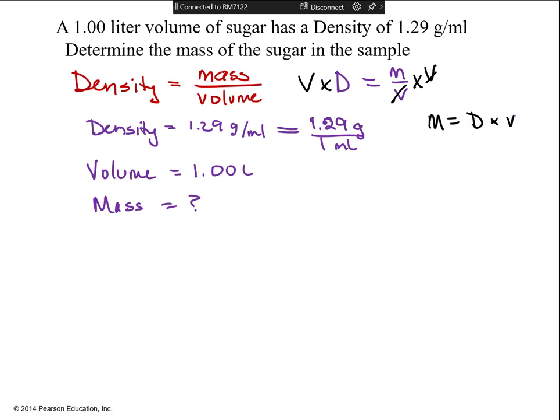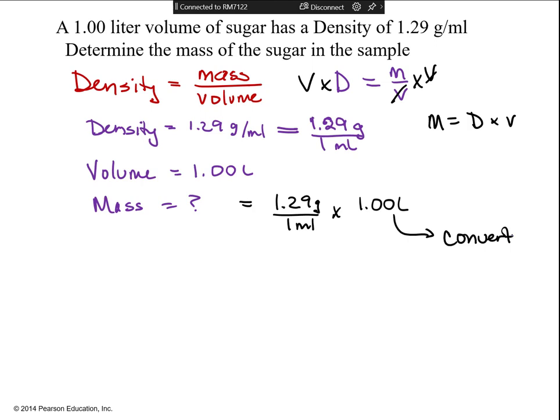So can I use 1.29 grams divided by 1 milliliter, multiply it times 1.00 liters? So density, 1.29 grams over 1 milliliter times 1.00 liters. Can I do that? Right, so see I have milliliters and liters. I can't use those because that's like trying to multiply inches and feet, right? I've got to put them both in inches or put them both in feet in order to be able to multiply to get units to cancel. So I'm going to have to convert.